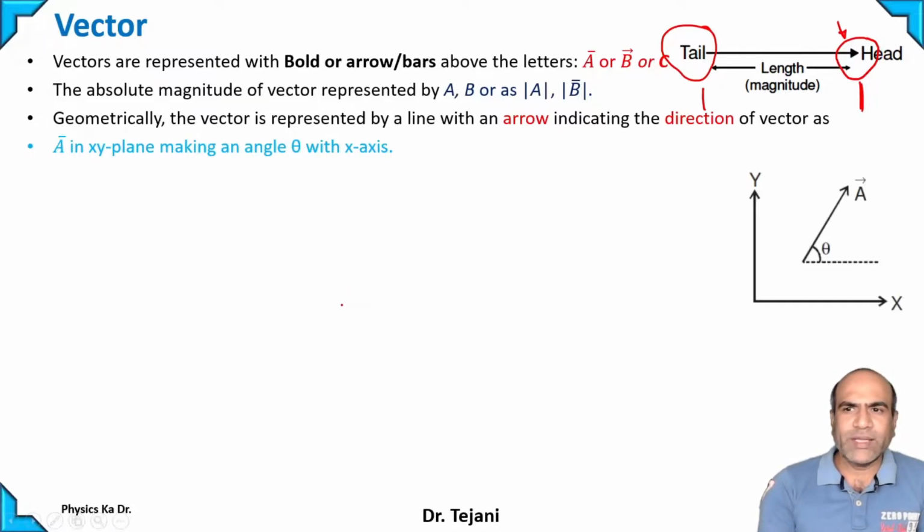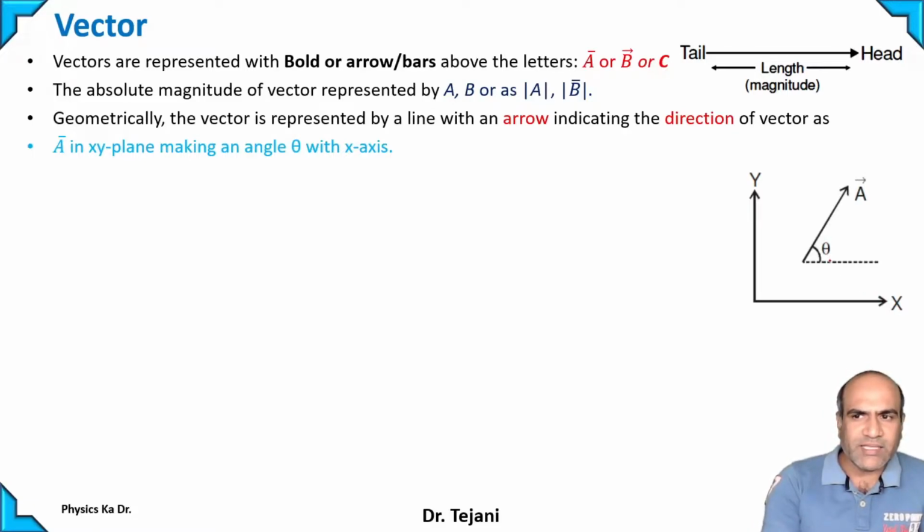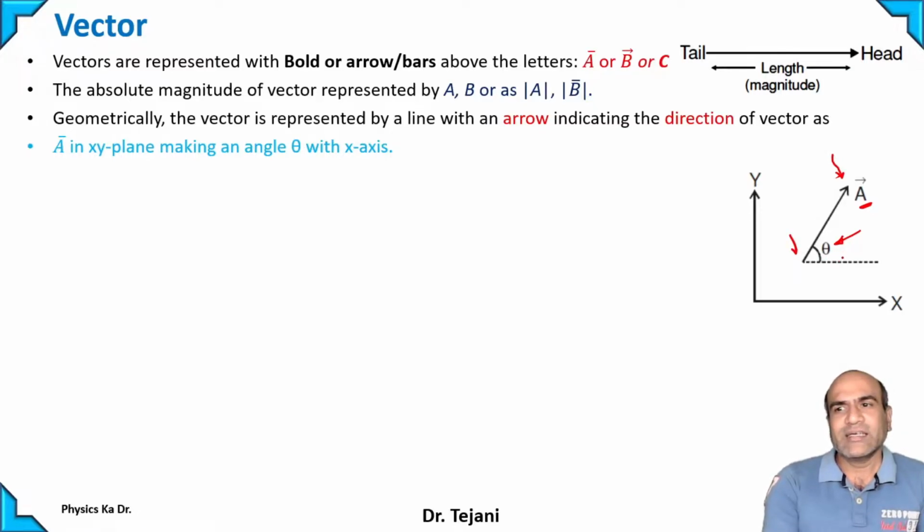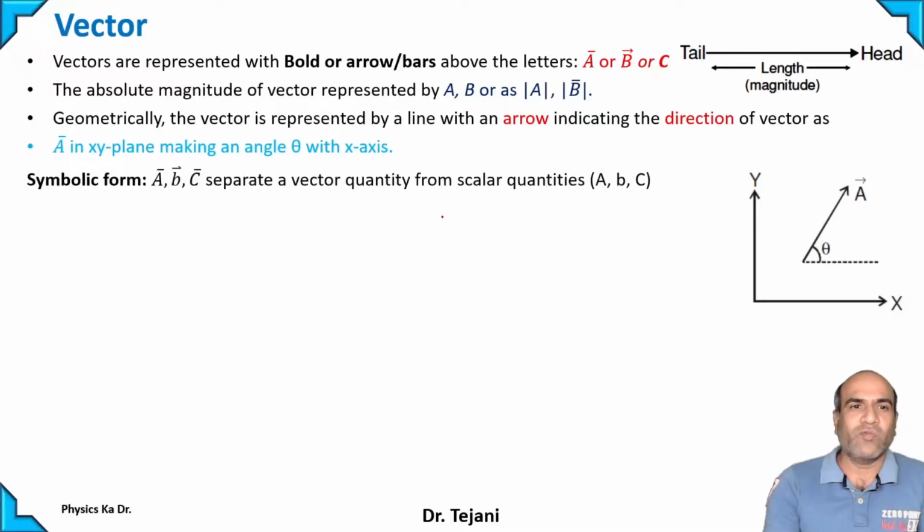If we show a vector in a plane, say for example x, y, and it makes some angle with the x axis, we assume that this is vector A. It has a head and a tail, and it makes an angle, which we call theta, with respect to x. So this is a simple representation of a vector.